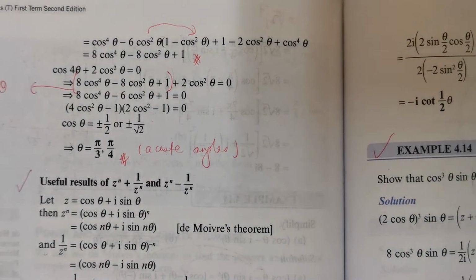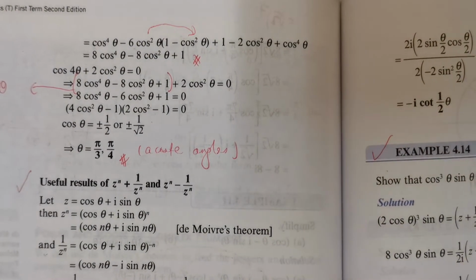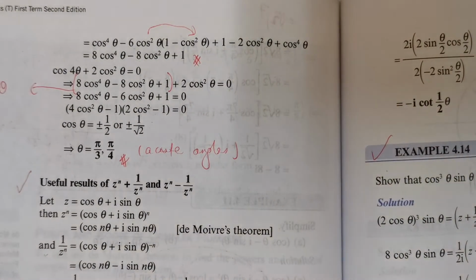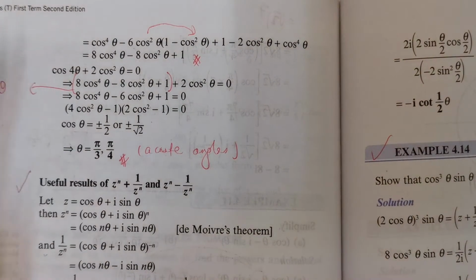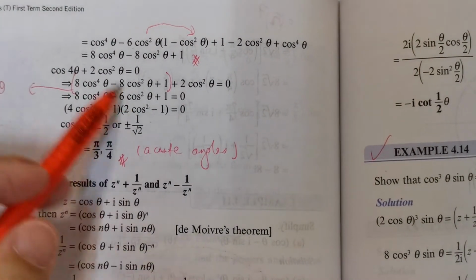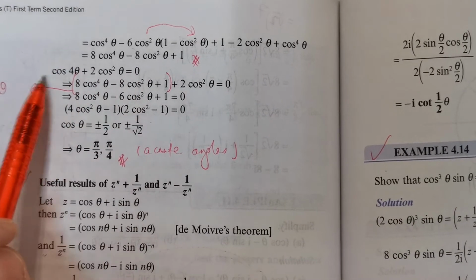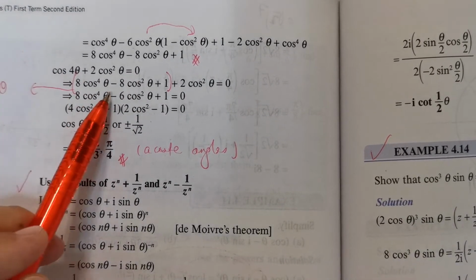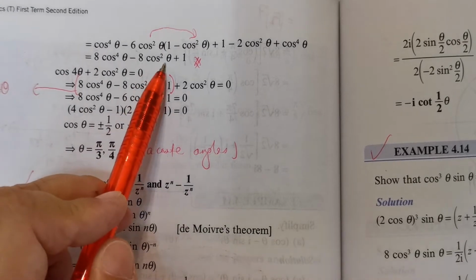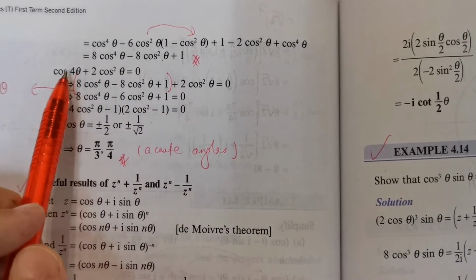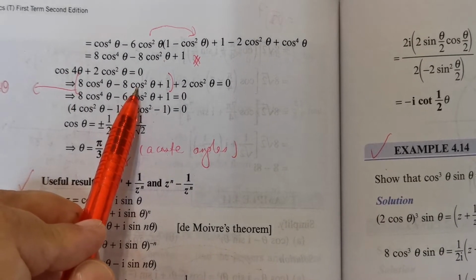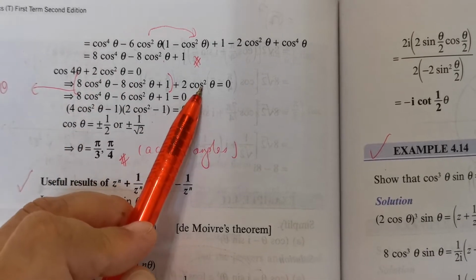Then the next one, they wanted us to solve the equation. They want us to find the acute angle theta of this equation. So the cos 4 theta, we substitute with what we have proved, plus 2 cos square theta.